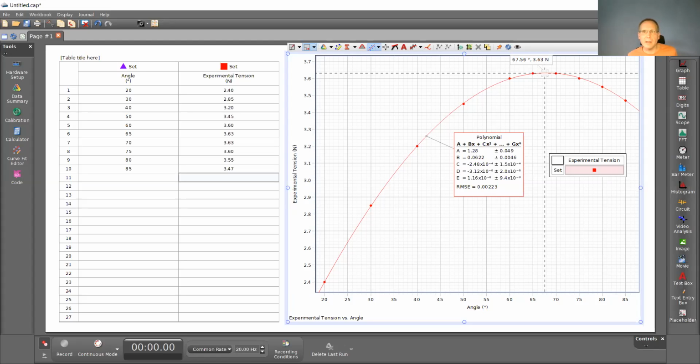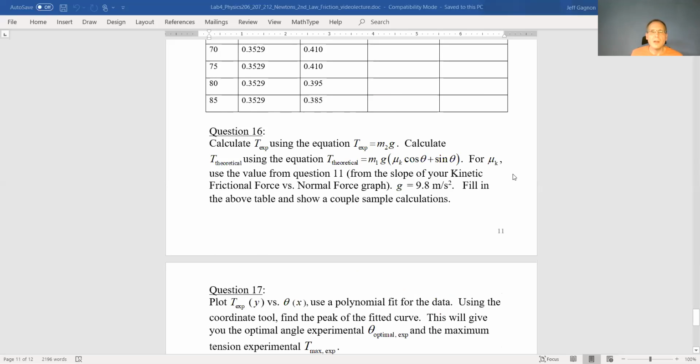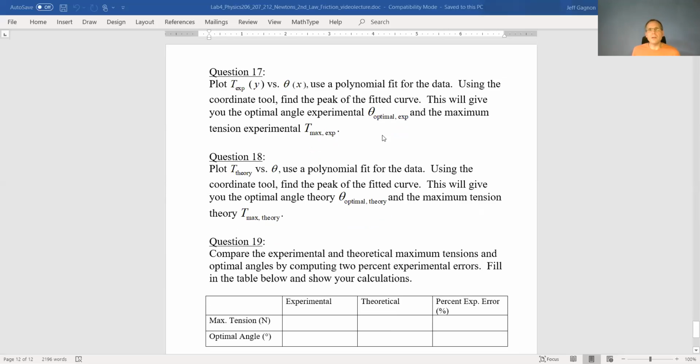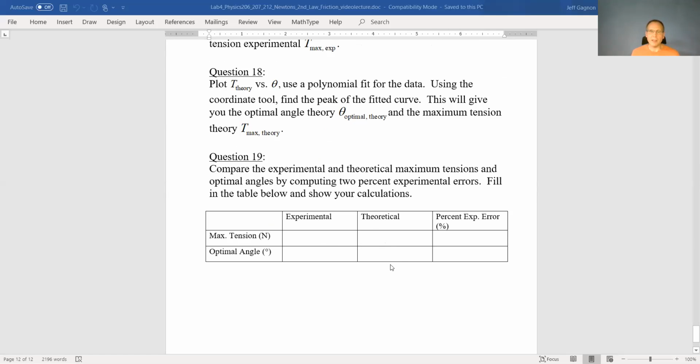All right, let me go back to the handout. Okay, so again, for both graphs, theta will be X, and then tension will be Y. In the first graph, experimental tension will be Y. In the second graph, your theoretical tension will be Y. So you want to locate, using the coordinate tool, the maximum experimental tension and the optimal angle, and then do the same thing for the theoretical versus angle graph. Locate the maximum tension theory and the optimal angle theory. Those values will go in this final table here.